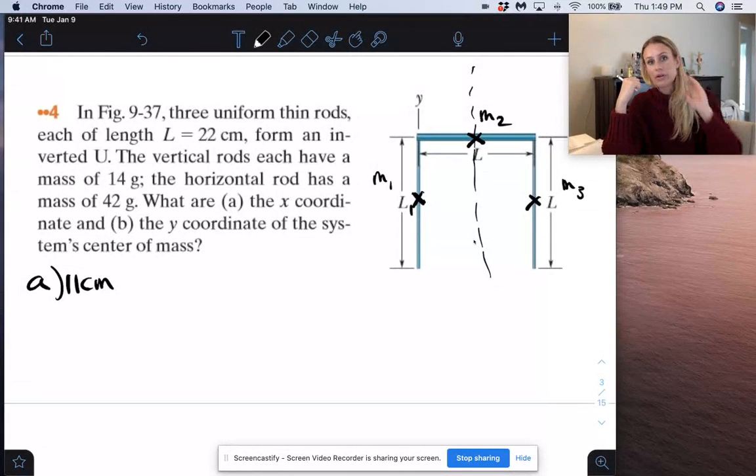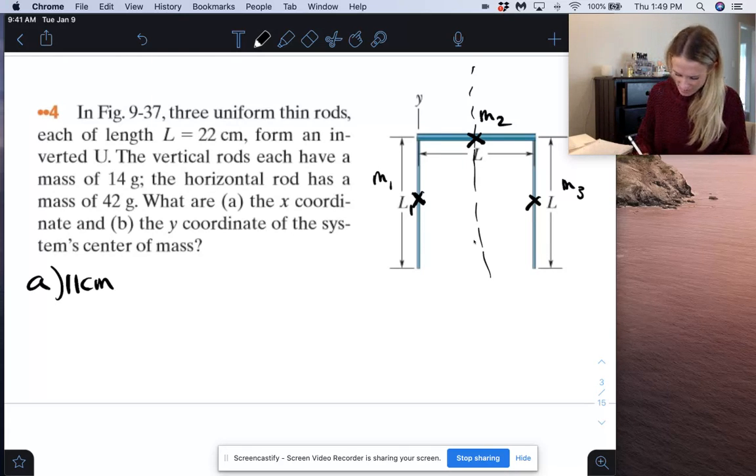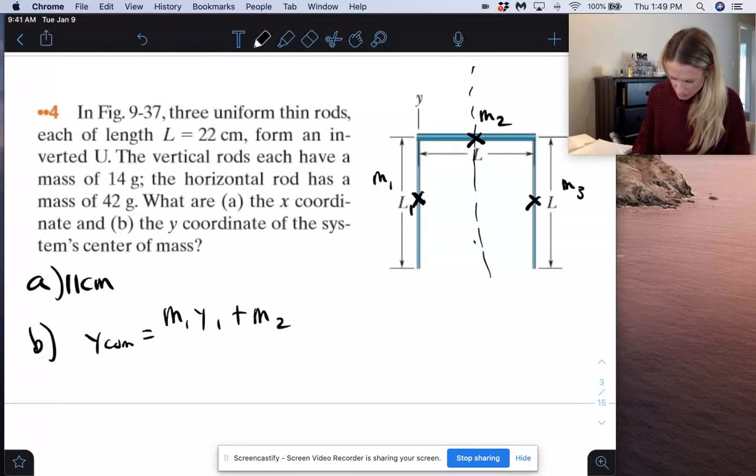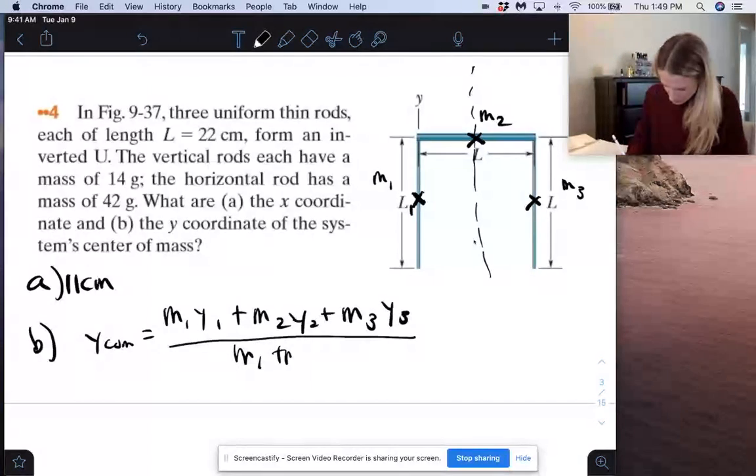Okay, so in order to do that, we have to locate each of those centers of mass, and find the y coordinate of each. So remember, for part B, we want to find the y coordinate of the center of mass of the system. So that will be mass 1 times y coordinate of 1 plus mass 2 times y coordinate of 2 plus mass 3 times y coordinate of 3. And then we're dividing that by mass 1 plus mass 2 plus mass 3.